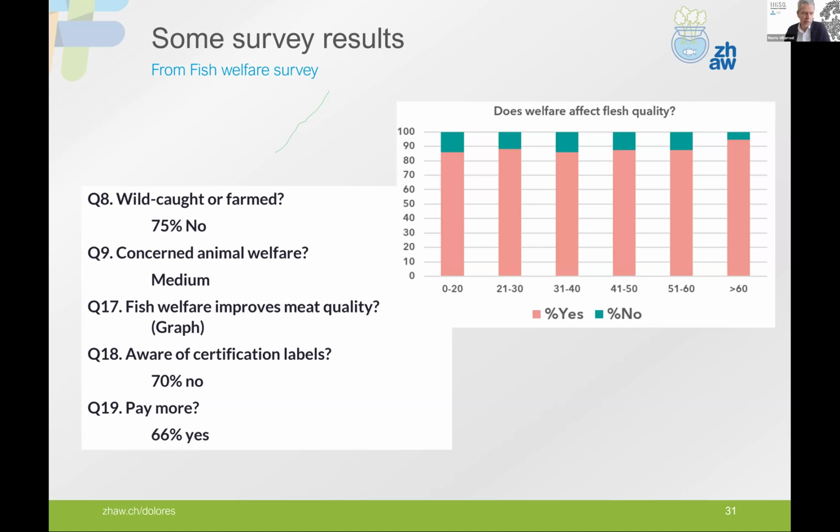That's partly because there are very few labels on the market that certify concepts related to fish welfare. One example could be ASC, Aquaculture Stewardship Council. And surprisingly, although this does tend to happen to other species, more than half, almost reaching 3/4, say they're willing to pay more for fish that have a better welfare. Okay, next slide.